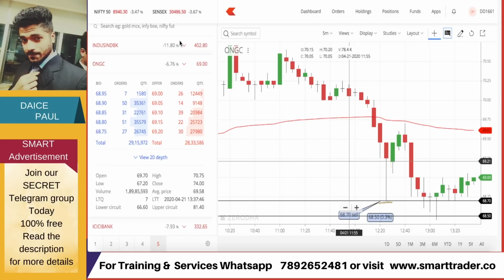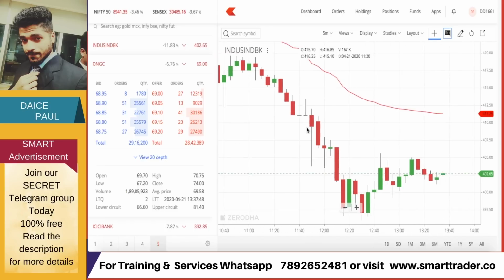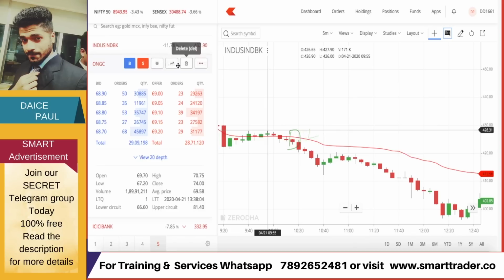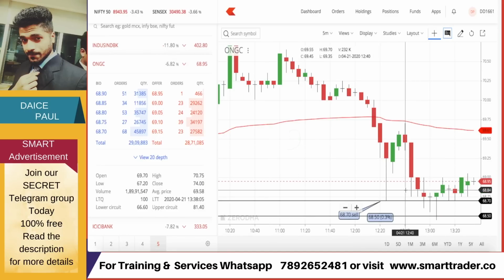So let's say in this case, you see our entry point was here, which is comparatively closer, so that my stop loss also will be safer in this case. But when you go away like this, you are taking more risk. So whenever there is an opportunity like this, in this case you got 0.3%, but just imagine you're taking a risk of so much.